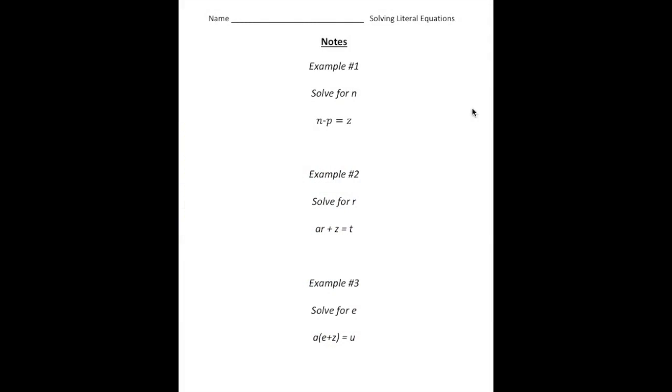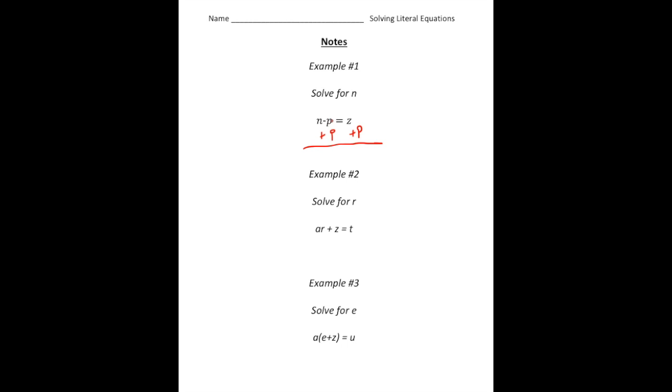All right. So let's take a look at your notes here. And the first equation, they want us to solve for n. Now notice this equation doesn't have any numbers. But what you're going to do is solve this equation like you would normally. So for example, if I want to get this n by itself, I need to get rid of this minus p. Now the opposite of subtracting p is adding p. So I'm going to add a p to both sides.